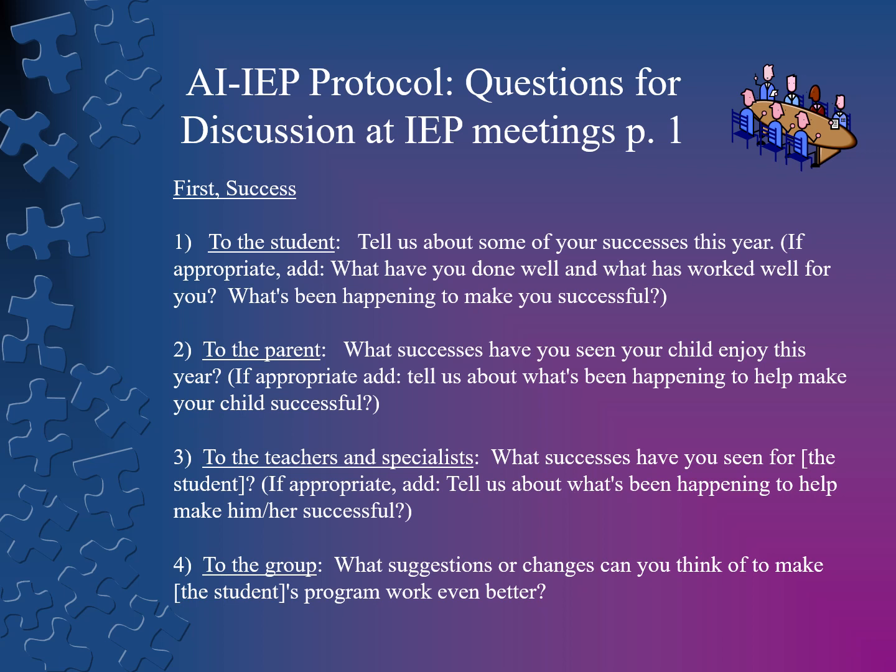So in the IEP meeting, the first order of business essentially is to ask the student. Of course, the student would be there, an important part of having a strength-based IEP meeting. Tell us about some of your successes this year. What have you done well? What has worked well for you? Asking the same thing to the parent: What have you seen your child doing successfully this year? Same thing with the teachers and specialists. And then to the group, what suggestions can you think of to make the students' program work even better? So we're not talking about bemoaning the fact that we didn't meet all our goals this last term. It's about looking at what worked and how to make it work better.